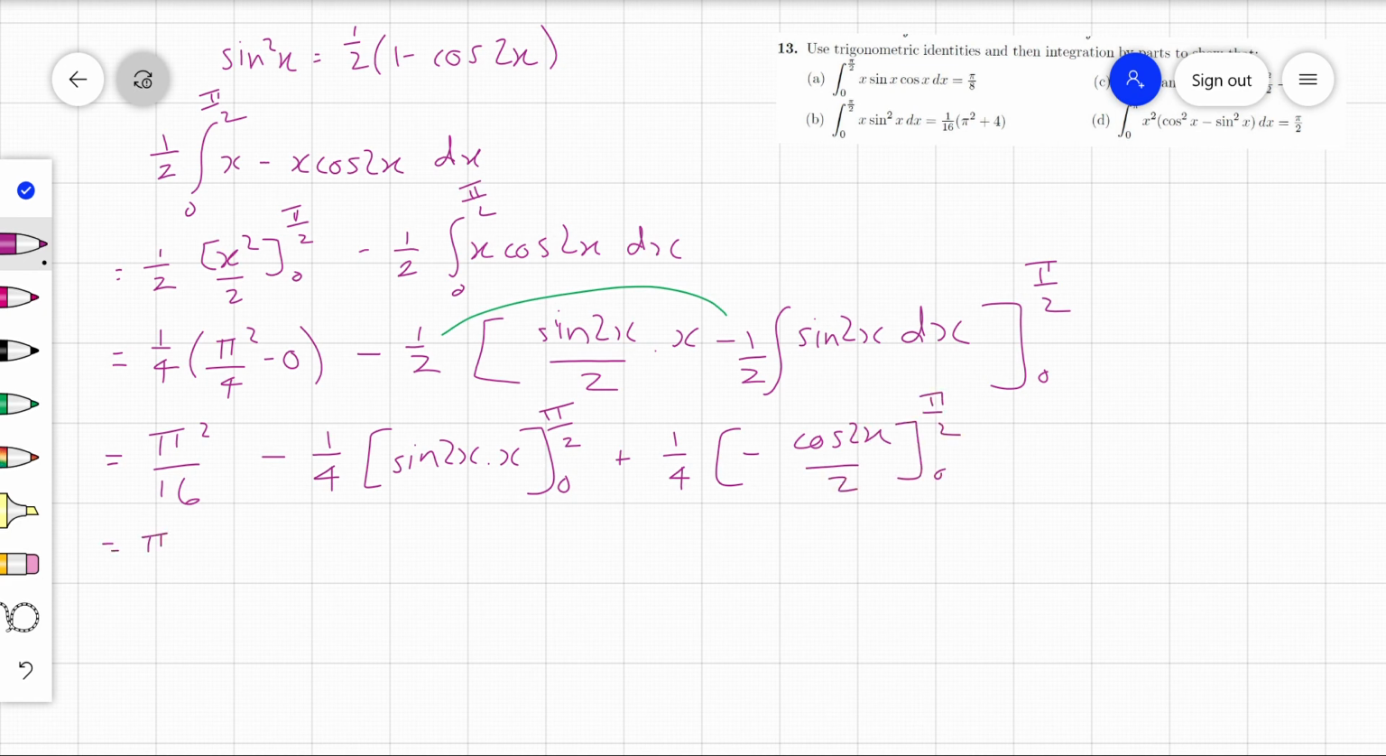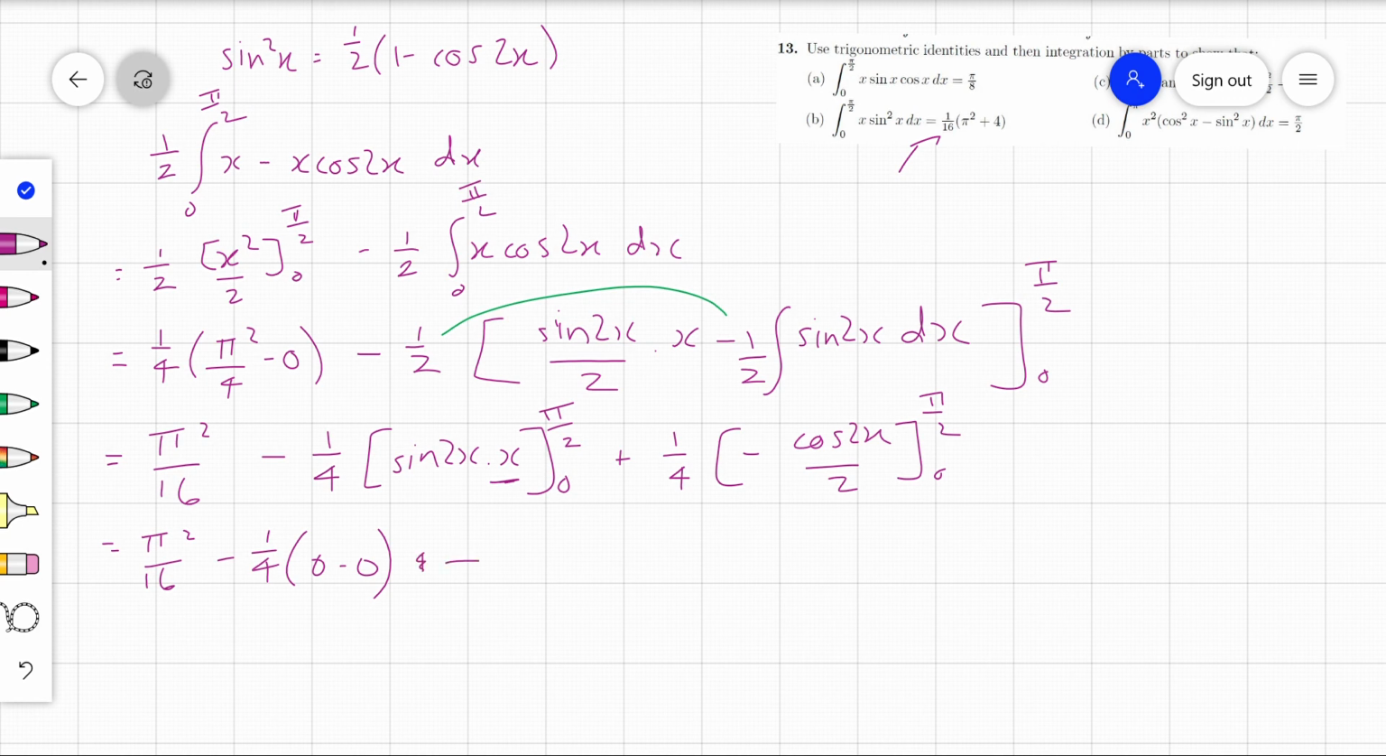So we've got the pi squared on 16, which looks like what we want if we look up here. If we put in pi on 2, we've got sine double that, so that's sine pi. Now sine pi is 0, so you're going to get negative a quarter times 0. When you sub in 0, you're still going to get 0 because you're timesing by that x value, which is 0. Alright, so that middle term gives us nothing.